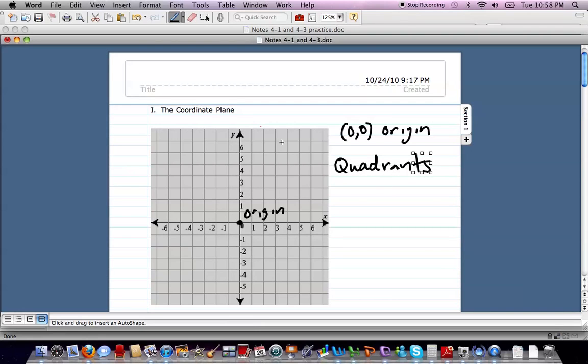You have the first quadrant, which is right here, and you have the second quadrant, and you have the third quadrant here. Here's a good way to practice your Roman numerals. And the fourth quadrant is down here. Now, these quadrants all contain points. Now, you might have a point, and we will call them ordered pairs.